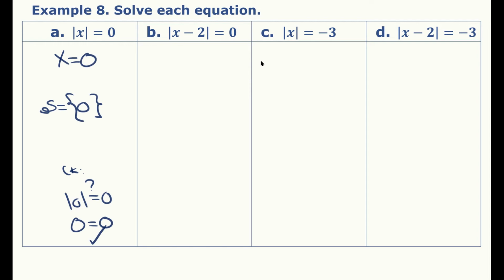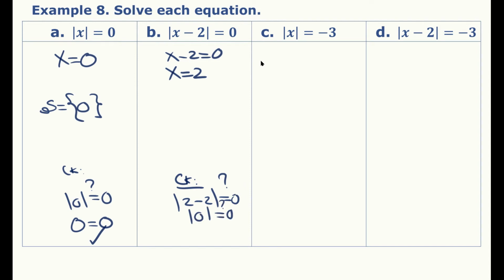Same thing here, except you're not going to say x equals 0. Since the absolute value of this expression is 0, then this expression must be equal to 0. So we end up with x equals 2 actually for the solution of this one. You can quickly check it. So you get absolute value of 2 minus 2. Is that equal to 0? Well, remember 2 minus 2 is 0. So is the absolute value of 0 equal to 0? Yes, in fact, that is 0, and we get 0 equals 0, so it checks out. So the solution set here will contain the number 2.